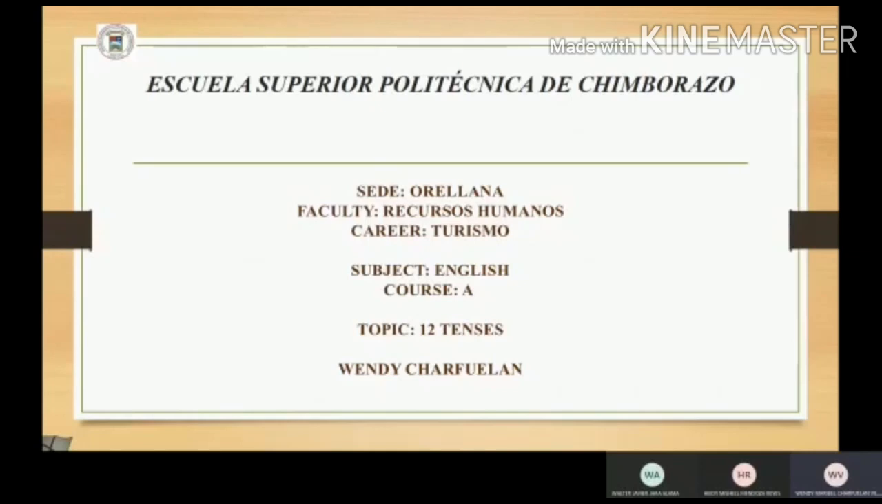Good afternoon, everyone. I am going to tell you about the 12 tenses of English. We are going to start with the simple present.